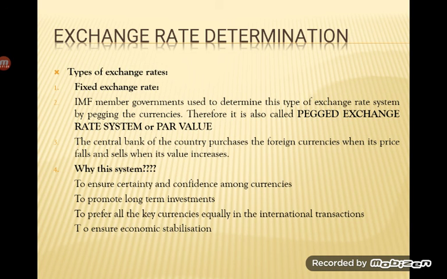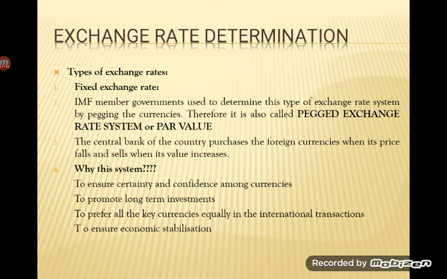But as a part of this explanation, why did we need this system? To ensure certainty and confidence among all the currencies. They treated all the currencies equally. They saw to it that there were no wide fluctuations in the values of different currencies of the world. So in order to maintain that kind of almost uniformity, this was more useful. To promote long-term investments, to treat all the key currencies equally, as I told you earlier, and to maintain equal economic stabilization and standard throughout all the member countries. This kind of exchange rate system was followed, which they called the fixed exchange rate system.